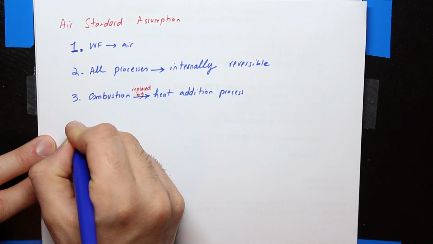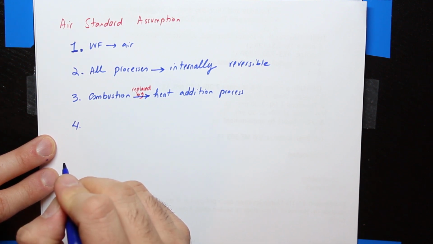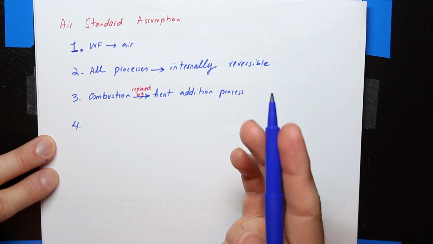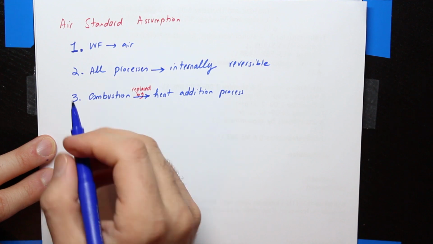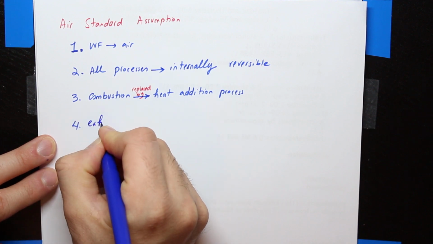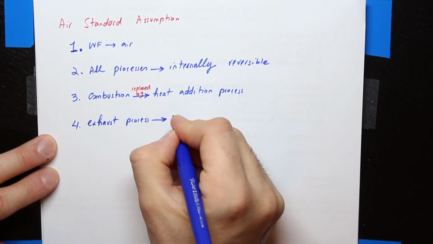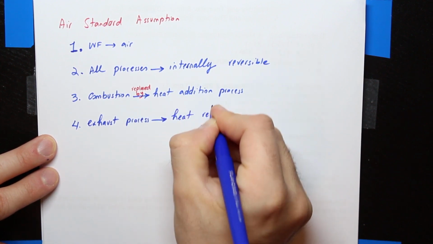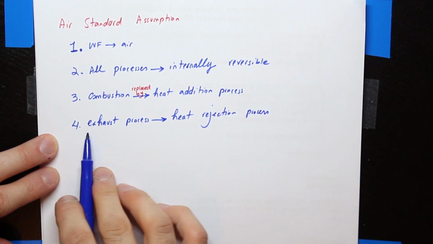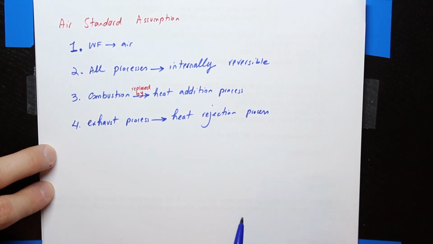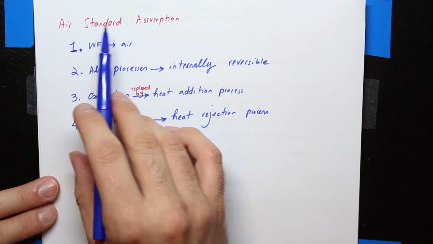the gas power cycle. And finally, the last assumption under the air standard assumption says that the exhaust process can be replaced by a heat rejection process. So 3 and 4 are opposite to each other. Instead of discussing the exhaust, we just consider that as a heat rejection. Now, these 4 make the air standard assumption.